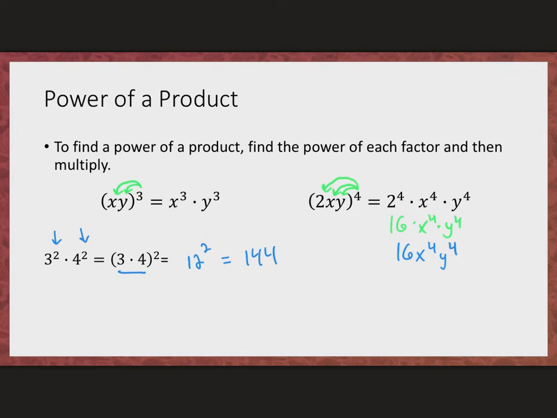Now this would give you the exact same answer as if you had 3 squared, which is 9, times 4 squared, which is 16. 9 times 16 is also 144.